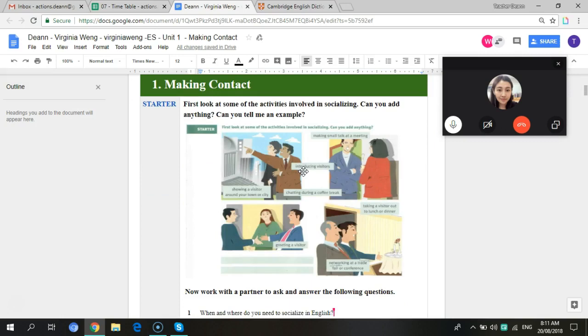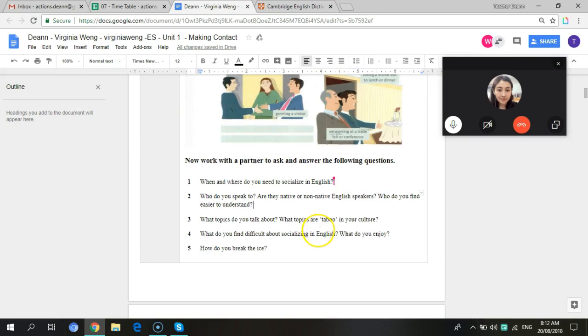Oh, I see that you are speaking English to a lot of foreign people, right? Yes. Okay, so are they native or non-native English speakers? Non-native. Yes. Non-native. Who do you find easier to understand?